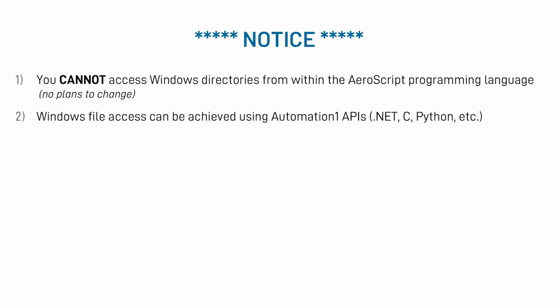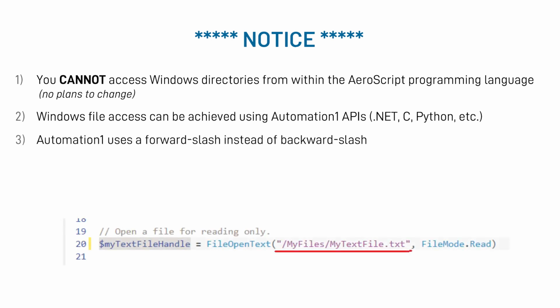Another, albeit a small detail, is that unlike a Windows PC file system, the Automation1 controller file system utilizes the / character instead of a backslash in the programming commands. So if you are trying to manipulate the controller file system via AeroScript or the API commands, just keep that in mind.